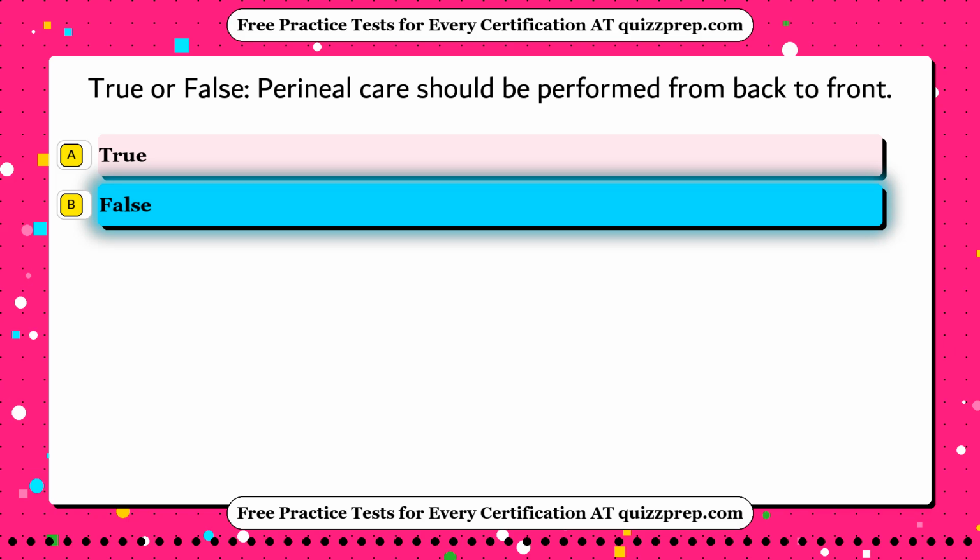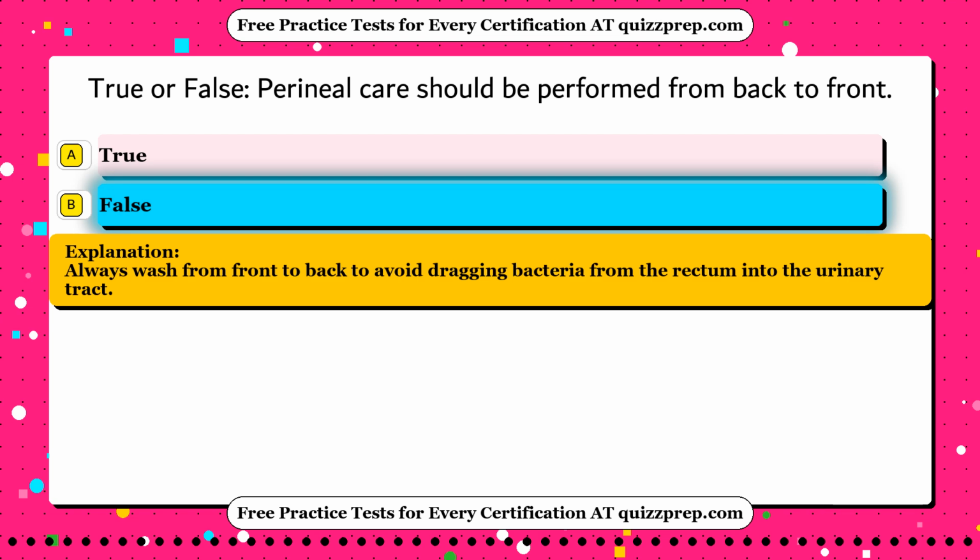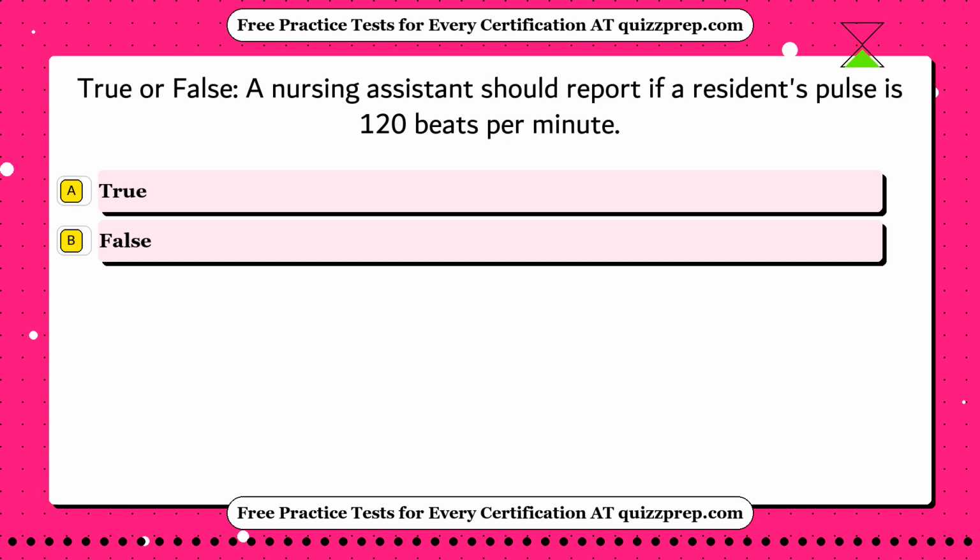The correct answer is option B, false. Always wash from front to back to avoid dragging bacteria from the rectum into the urinary tract. Question 87. True or false, a nursing assistant should report if a resident's pulse is 120 beats per minute? Option A, true. Option B, false.